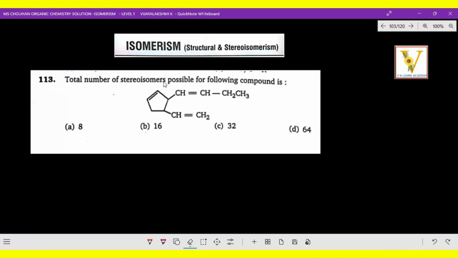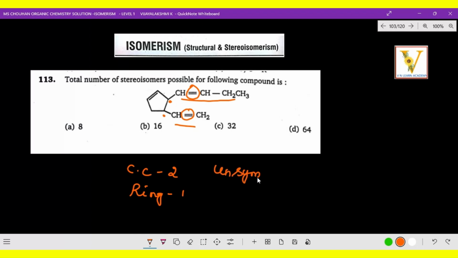Number of stereoisomers possible for the following compound. So how many stereoisomers are possible in this compound? First and foremost, we have to check whether it is symmetrical or unsymmetrical. 100% it is unsymmetrical only. As we observe here, it is completely different. So this is unsymmetrical. Then how many chiral centers are available? This is one chiral center and this is one chiral center, and of course geometrical isomerism is available here, and here also, and in addition a ring structure is available. So chiral centers are 2, and the ring count is 1.